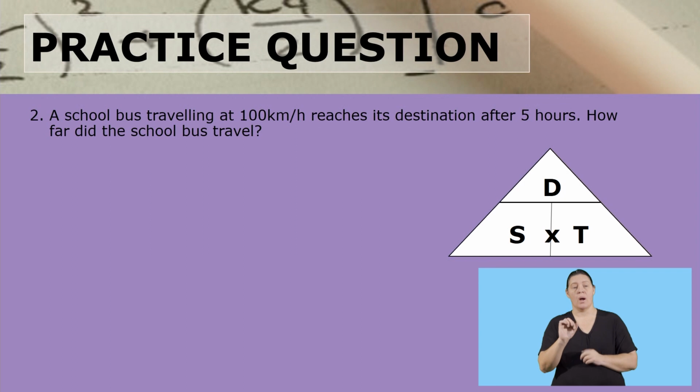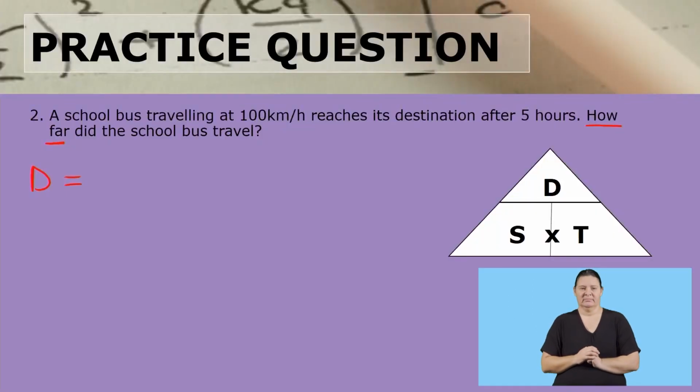A school bus traveling at 100 kilometers per hour reaches its destination after 5 hours. How far did the school bus travel? So we are looking at how far, and how far would mean we are trying to look for distance. So we are going to first write down the formula, and again our diagram is going to make that easier for us. Distance is at the top, meaning we are going to multiply the speed and the time.